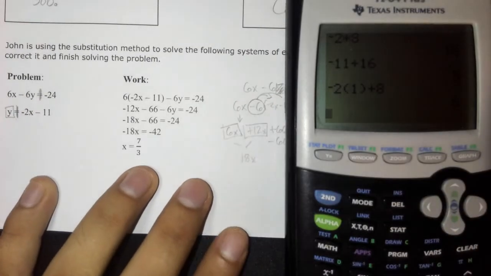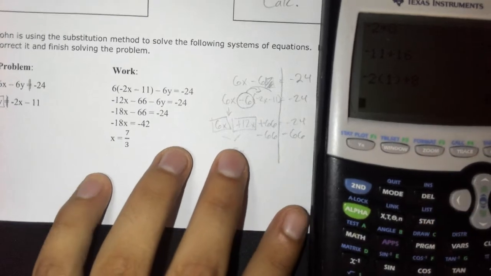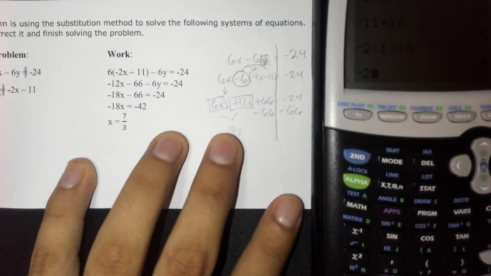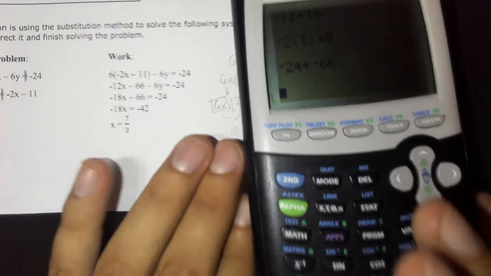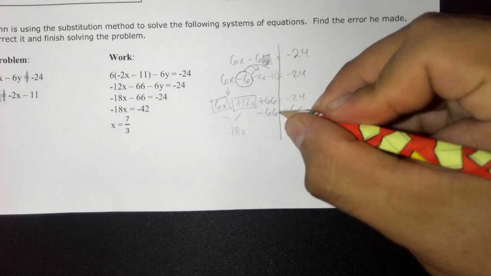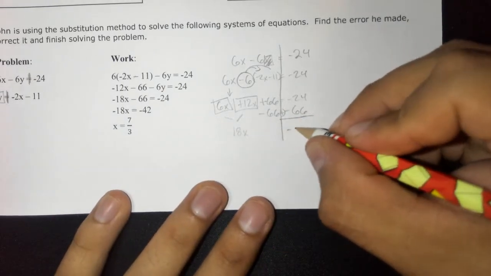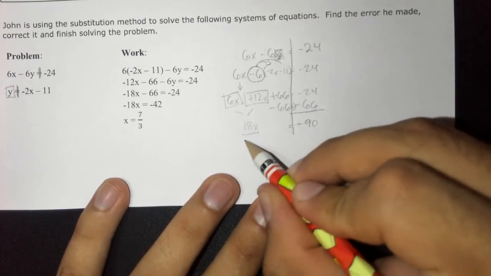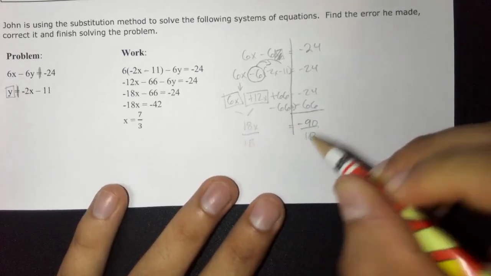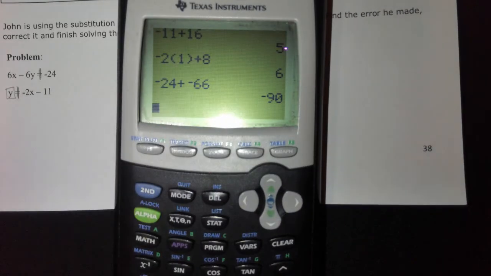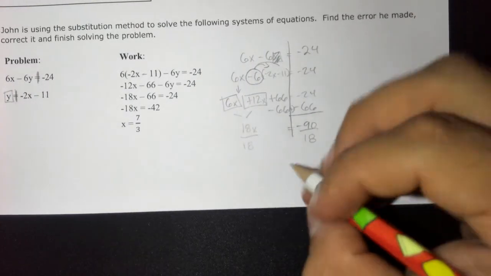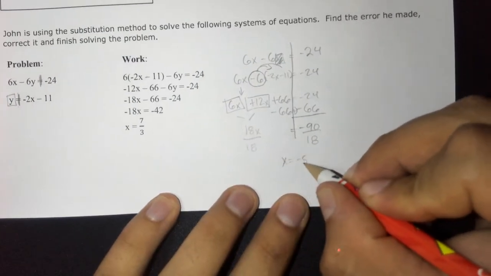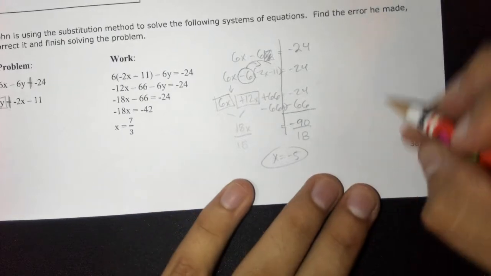I always encourage you guys to add your things together. So in this case, we would have negative 24 plus negative 66, and my calculator tells me negative 90. If you always add these things together, you'll never make a mistake. So negative 90 is equal to 18x. And then, of course, to finish off my solving, I divide everything by 18, which would be negative 90 divided by 18, which gives me negative 5. So we have that x is equal to negative 5, which is part of my solution.